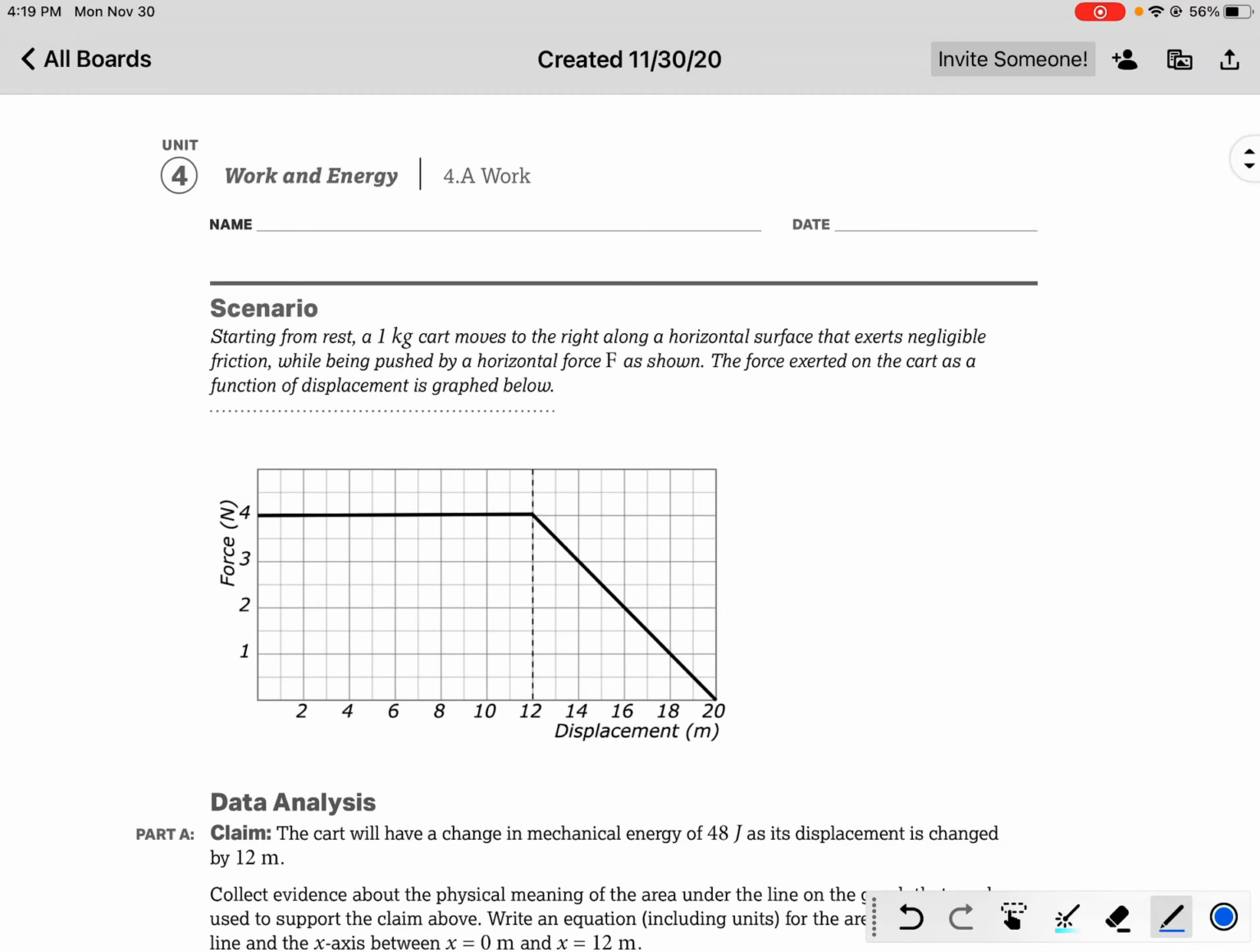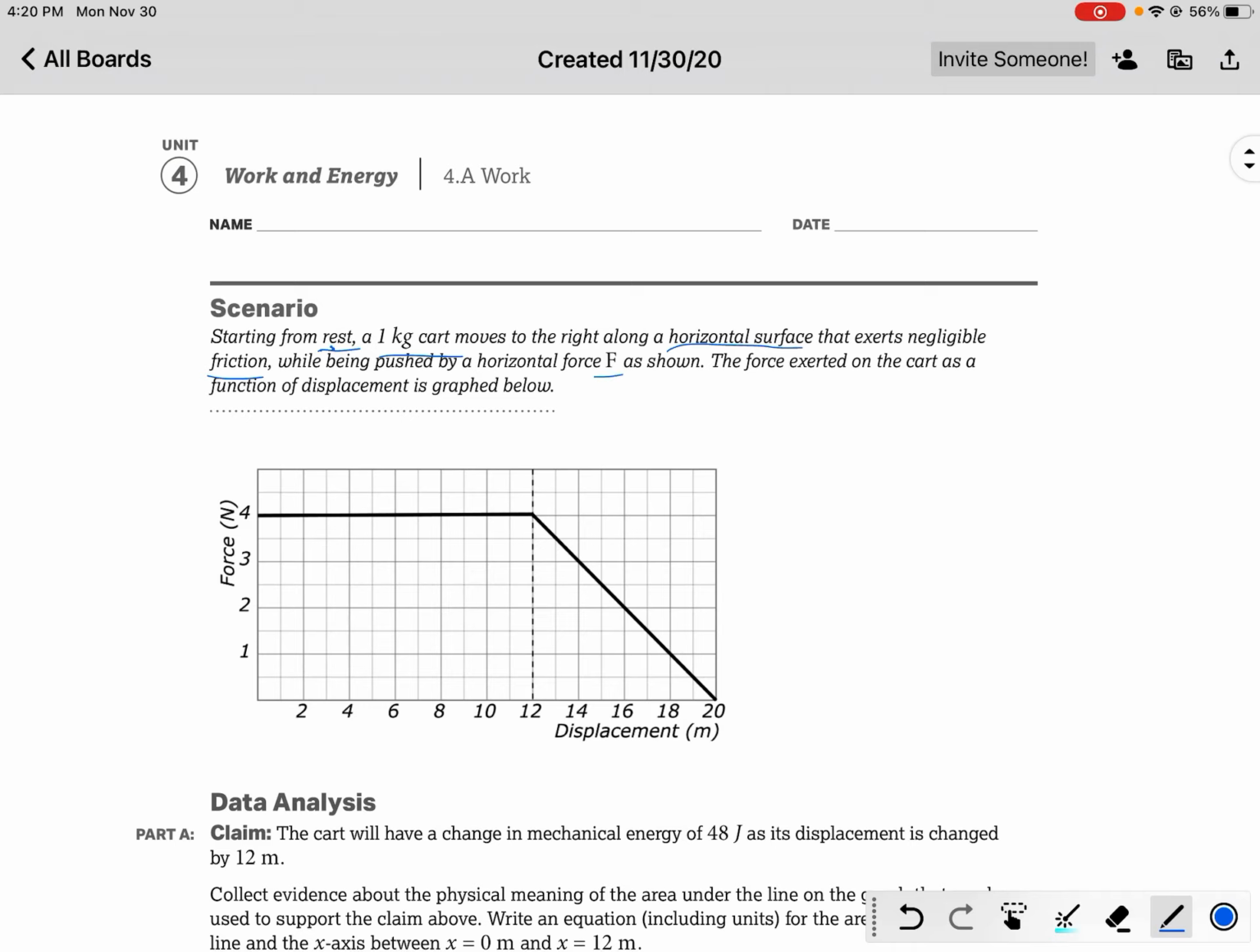This is WK4.A. We're going to be looking at work and how it causes a change in kinetic energy in this case. So the scenario is we have a cart starting from rest. It's 1 kilogram. It's going to move on a horizontal surface that's frictionless when it's pushed with a force.